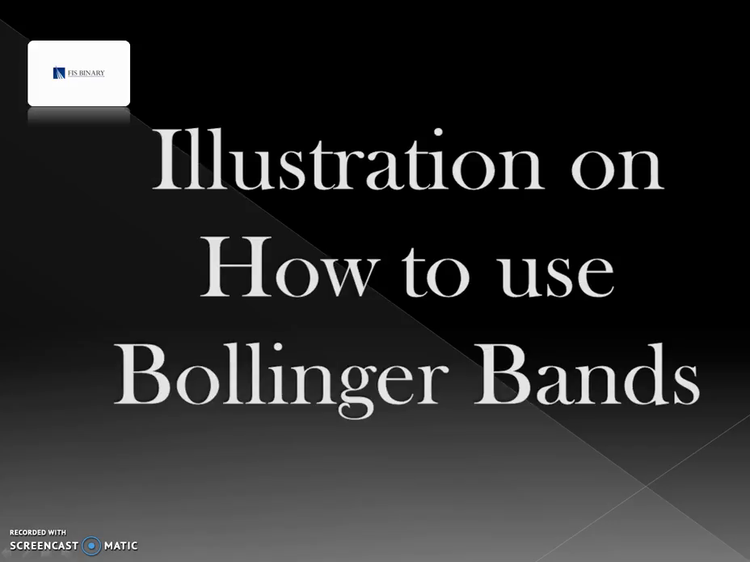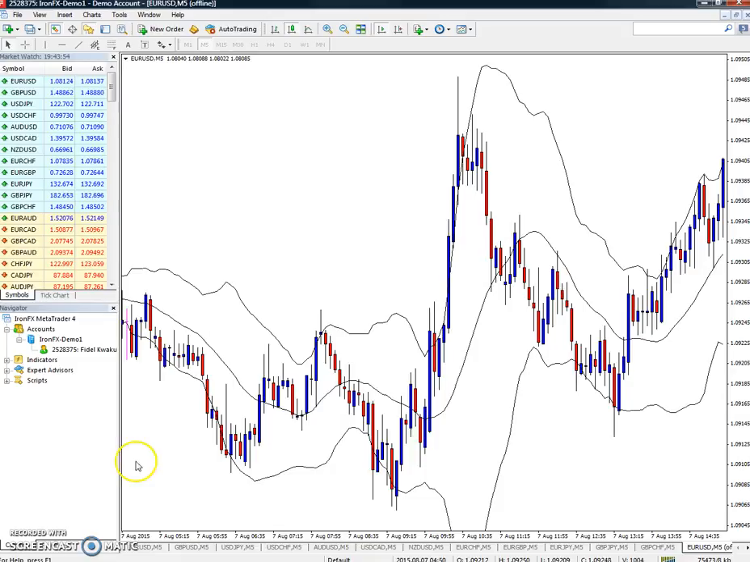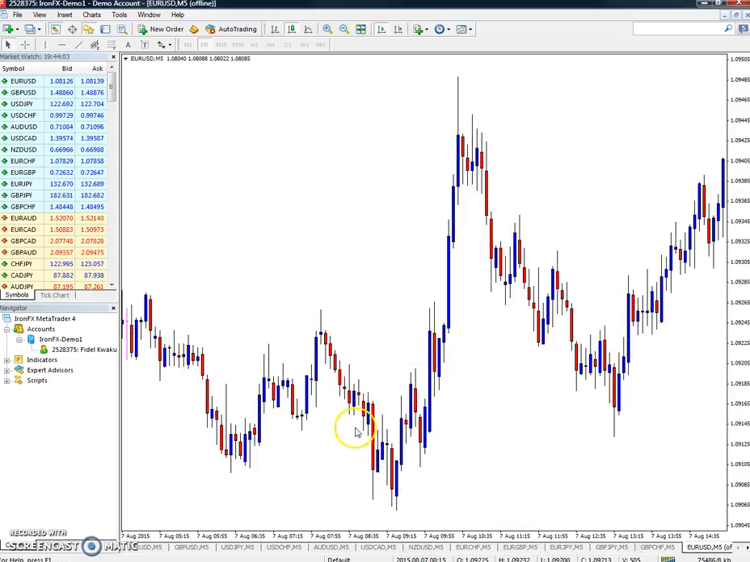Now I am going to illustrate to you what a Bollinger Band looks like and how you can use it in making trading decisions. So give me a minute and join me on my charts. Alright, so here we are on our candlestick chart, and this is what a Bollinger Band looks like, and I'm going to show you how you can get a Bollinger Band on your chart.